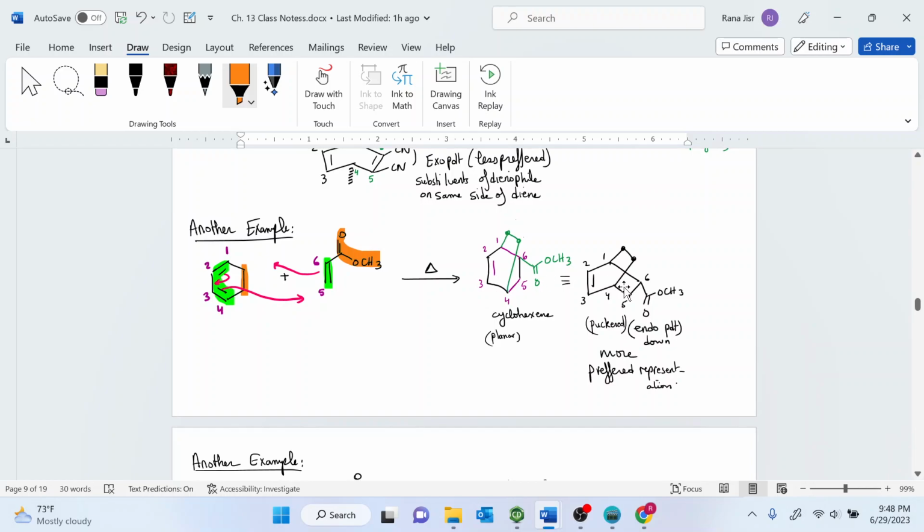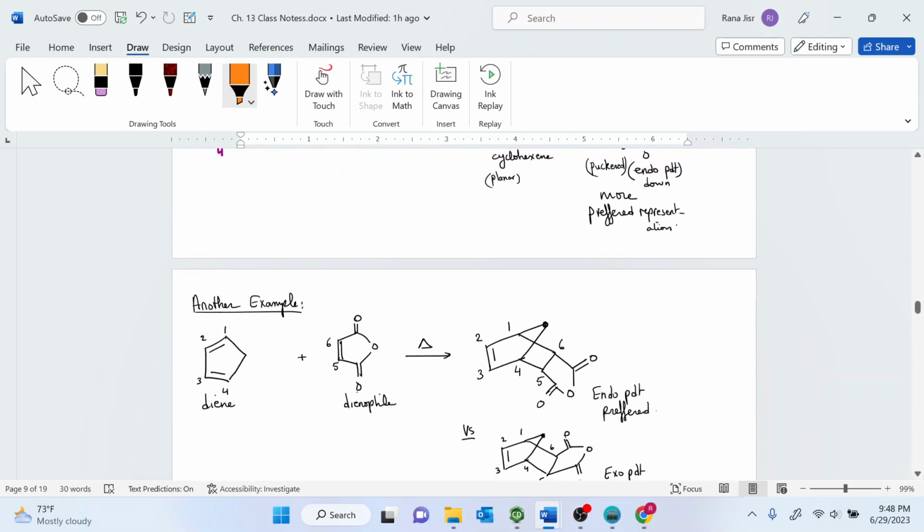Here I'm showing you both products and both are acceptable. However, this one is more preferred to show, as a puppet conformation.